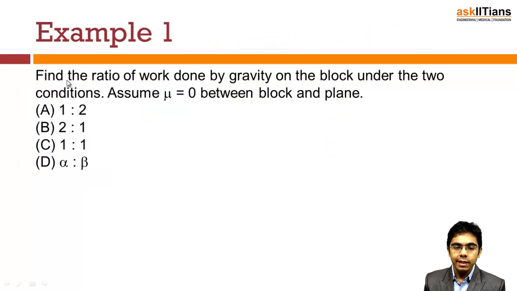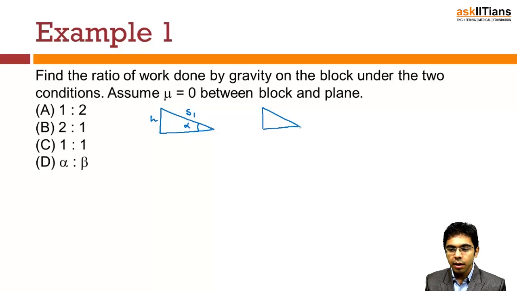Now let's look at the example: find the ratio of the work done by the block under two conditions. The condition is something like this. This is H and this is alpha, and the displacement is given to us as S1. The second condition is something like this. This is making an angle beta, and the displacement along the inclination is S2.